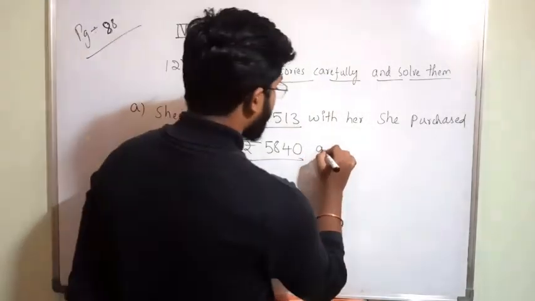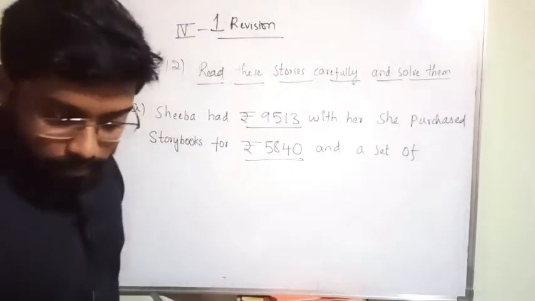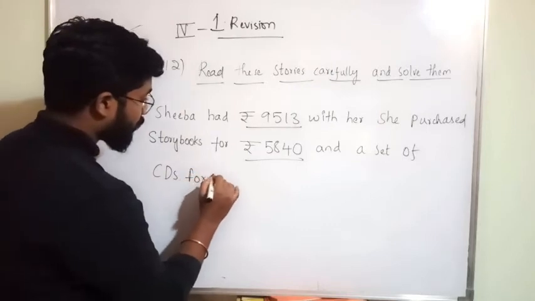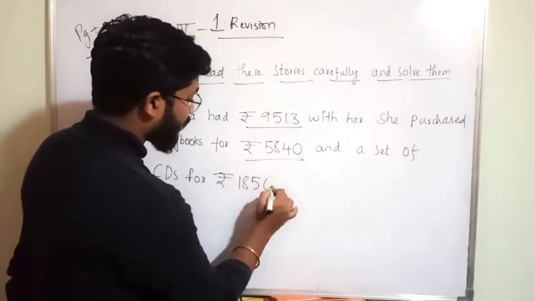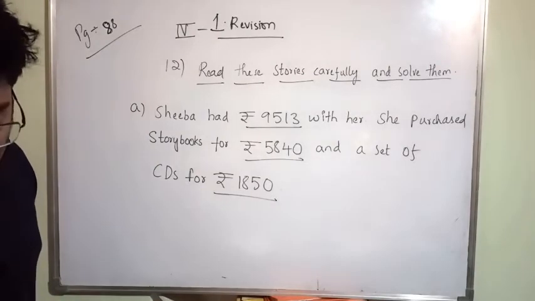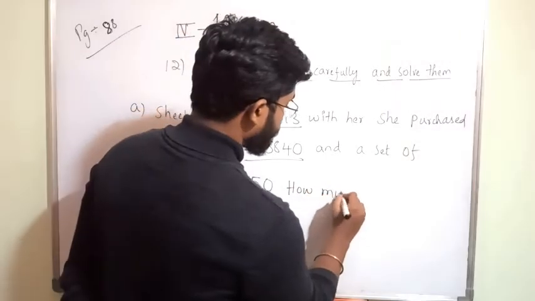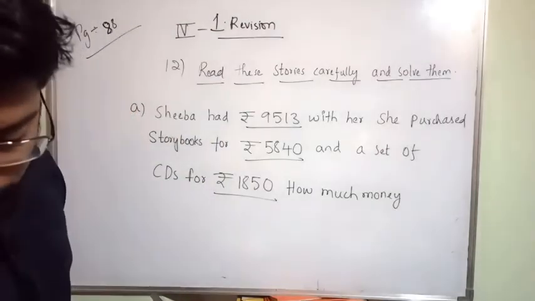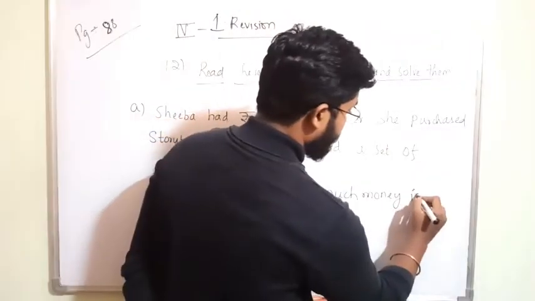And a set of CDs for rupees, how much? 1850. I am underlining this because these are the amounts. Okay, how much money is left with her? How much money is she left with?